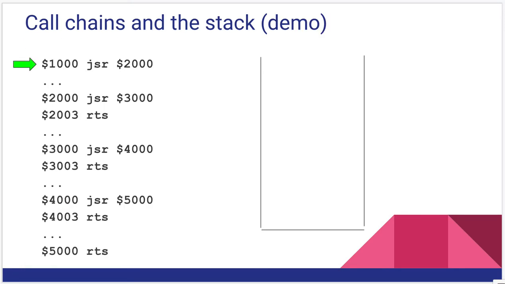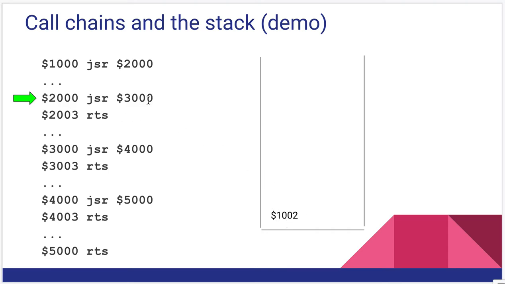All right, let's look at a slightly more complicated example. We have a lot of code here. Of course, the dot, dot, dots mean I'm just leaving stuff out that's not interesting to us. Mostly just a bunch of jump subroutines and their return from subroutine cohorts. I have an empty stack, so I'm assuming nothing has been called yet. I've executed my 1000 and I jumped to subroutine 2000, so I pushed 1002 onto the stack.